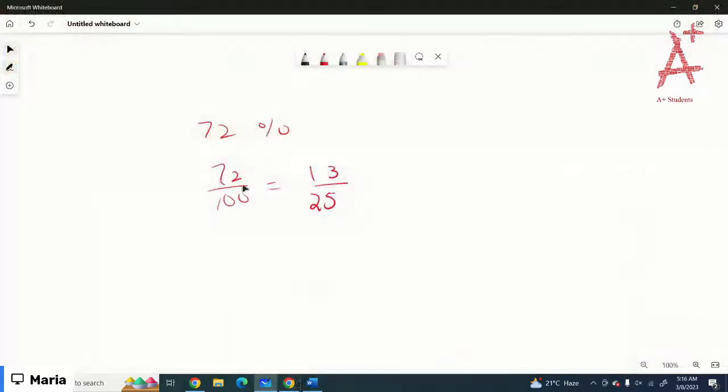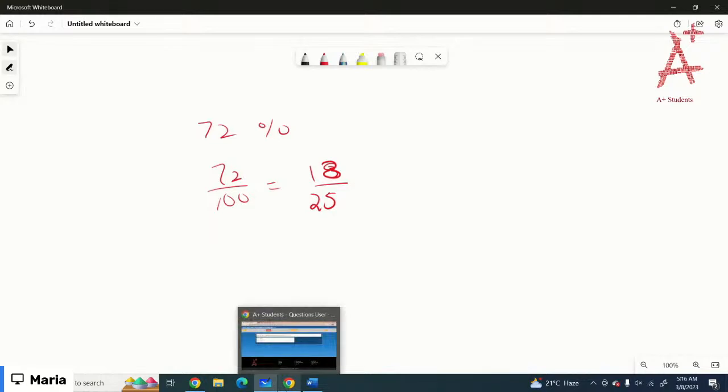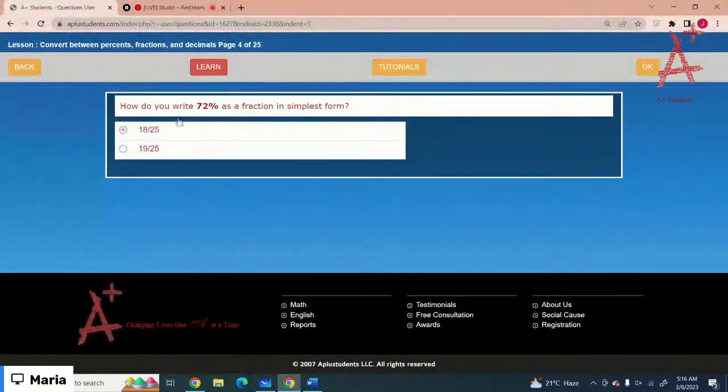Wait. 4 times 1 is 4. 4 times 18 is 72. It is 18 over 25. Got it? Harmila, do you have any question? Just ask the question if you have any.